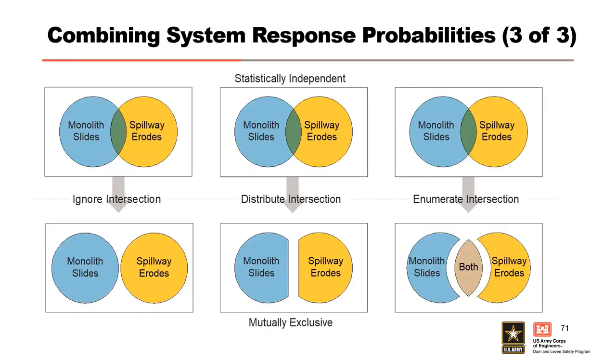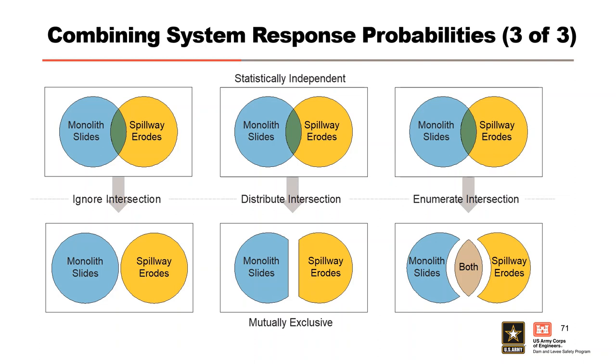This slide gives a visual of the three methods that I just discussed, where we can ignore, distribute, or enumerate the intersection. Each of these methods provides ways to go from statistically independent failure modes to mutually exclusive failure modes, but none are without limitations or drawbacks. In the bottom left of the figure, you can clearly see how ignoring the intersection overestimates the risk because the intersection probability is double counted.